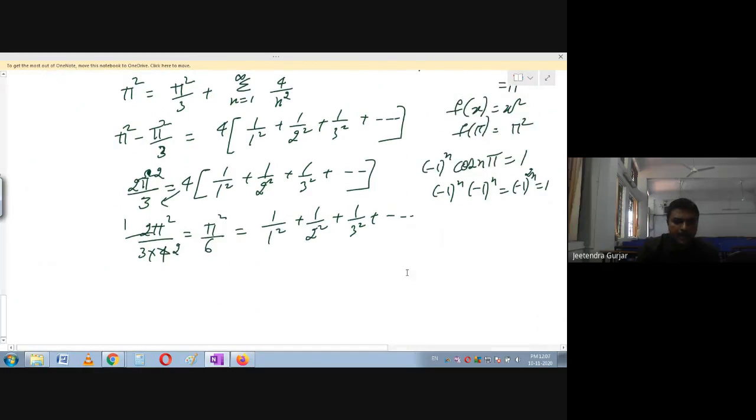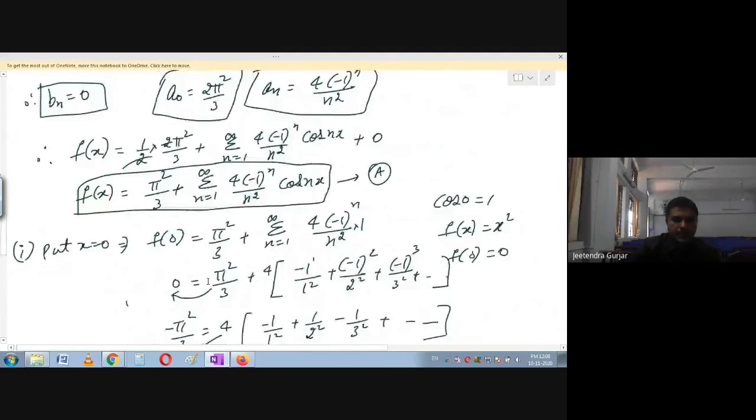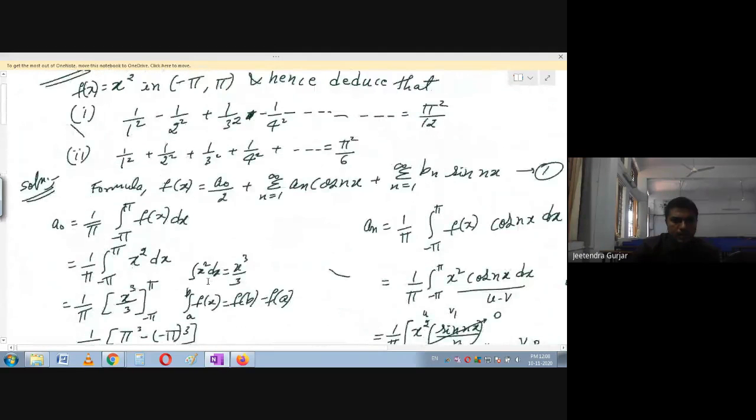Therefore, we have proved that π²/6 is equal to 1/1² plus 1/2² plus 1/3², and so on. So the second also we have calculated and proved that π²/6. You can see here they have told you to calculate 1/1² plus 1/2² plus 1/3² plus 1/4² plus so on. We get this as equal to π²/6, students.